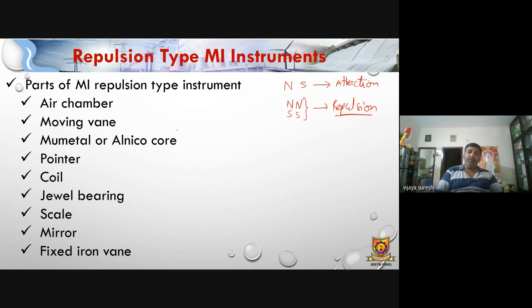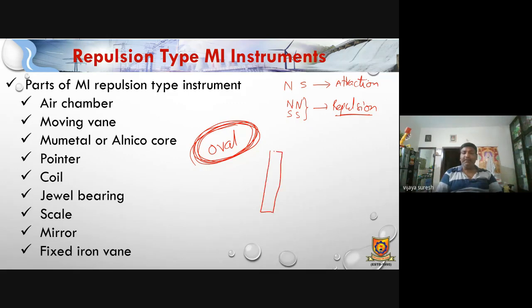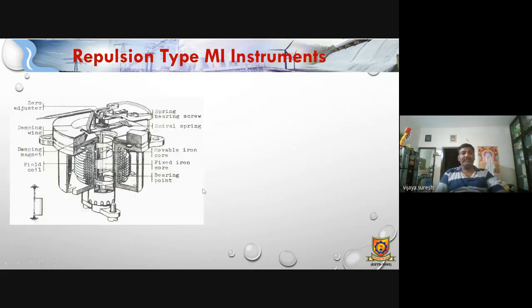In the attraction type moving iron instrument, we have seen an oval shaped moving iron. But in the case of the repulsion type, we are going to see a strip type. A metal strip, just like a metal strip. Now we will see the diagram.